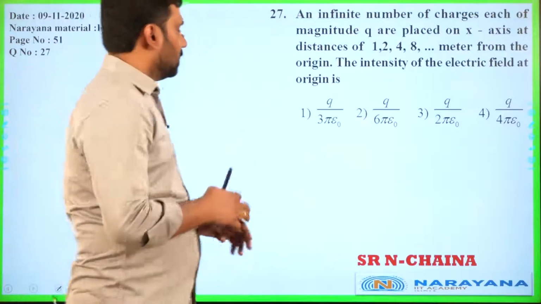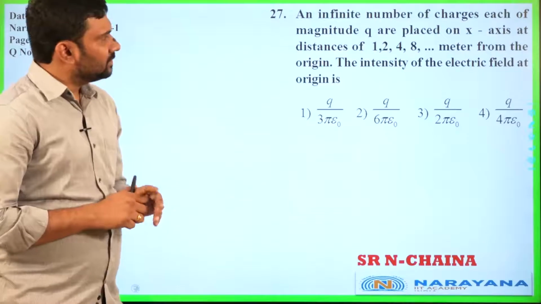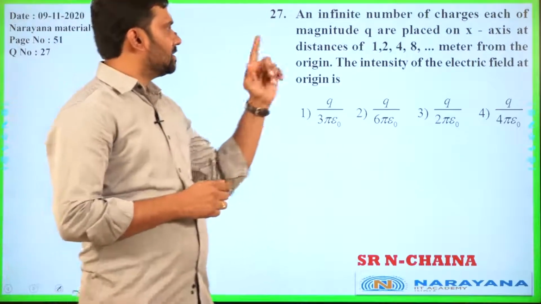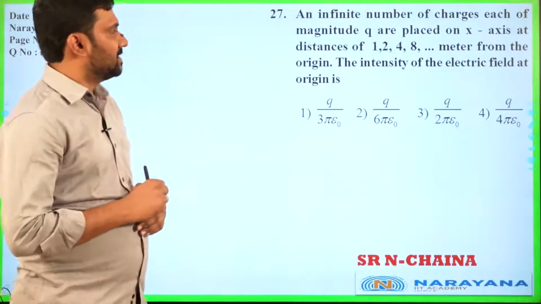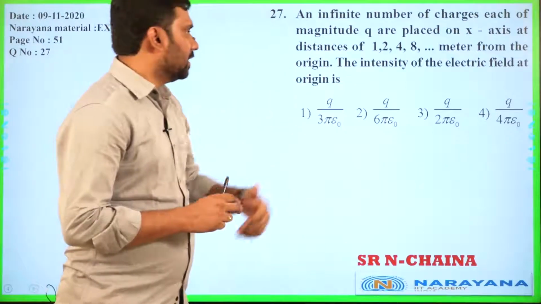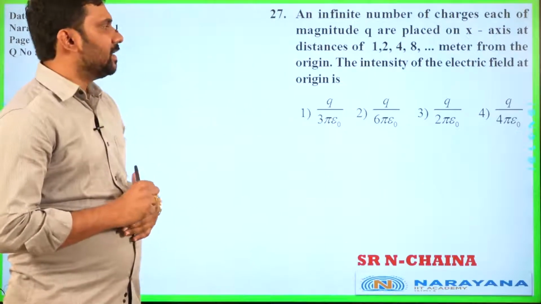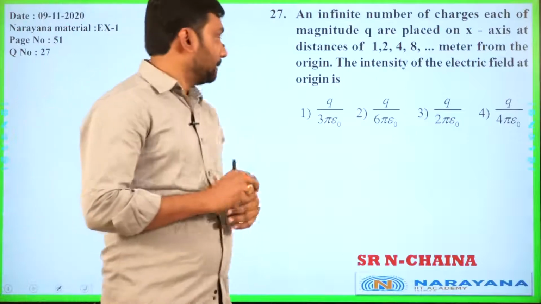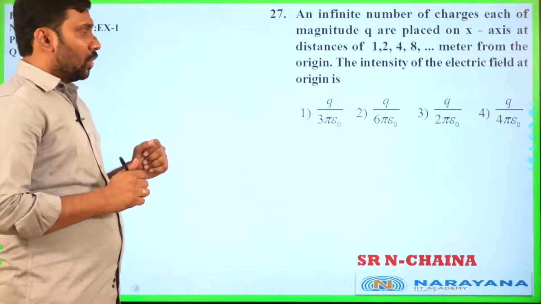Yeah, right. So now this is again a very easy question. They are saying that there are infinite number of charges, each of magnitude q, placed on x-axis at distance of 1, 2, 4 meter from the origin. The intensity of the electric field at the origin, right? So let us check. What to do here?